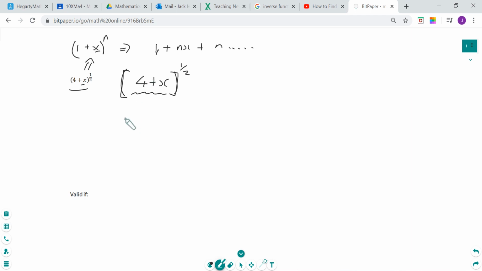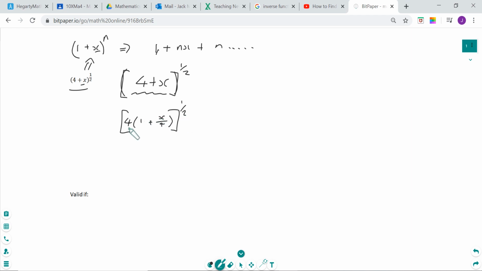And what am I going to do? Inside those square brackets, I'm going to take a 4 out. Hopefully you can see why I've chosen a 4. What would it leave me with? 1. 4 times 1 is 4. So if I factorize a 4 out, I'll be left with 1 plus x divided by 4, or a quarter x. That's the same as saying a quarter x, isn't it? And then that whole thing there would be to the power of a half.